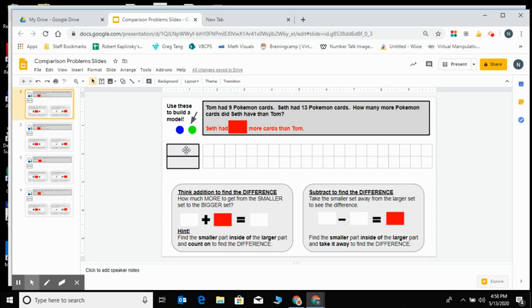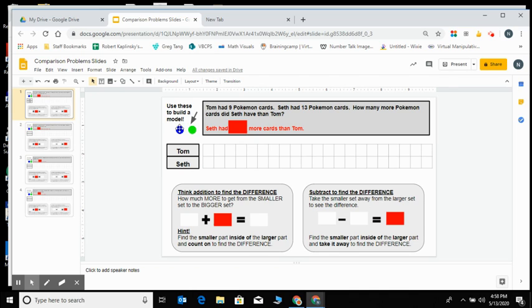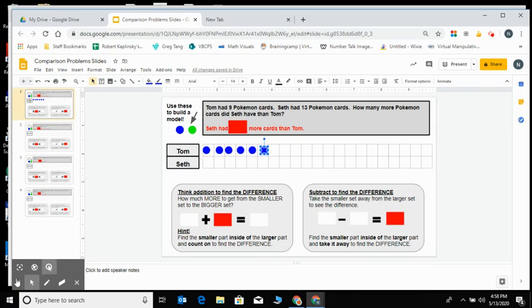So in that story, I know 2 people have a different number of Pokemon cards. The first person in the story's name is Tom, and the second person's name in the story is Seth. So I typed Tom in the first text box, and I'm typing Seth in the second text box. Now I'm going to use these counters up here to drag and drop the correct number of Pokemon cards next to each person's name. And if I forget how many Pokemon cards Tom has, guess what I can do? I can go back to that problem and I can read it again. And I can do the same thing for Seth. So I'm going to build and I will see you guys right back.